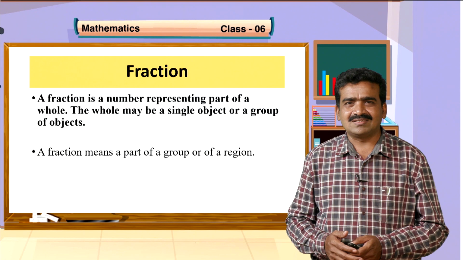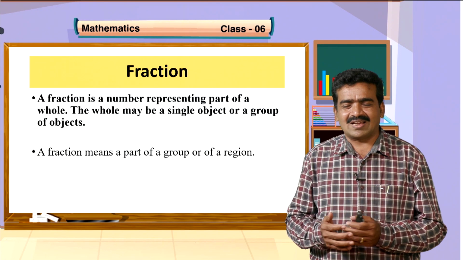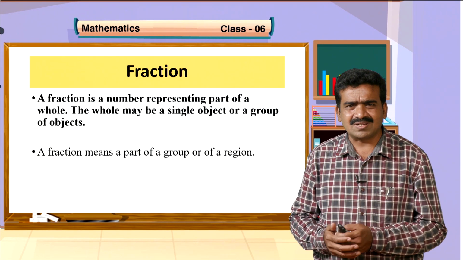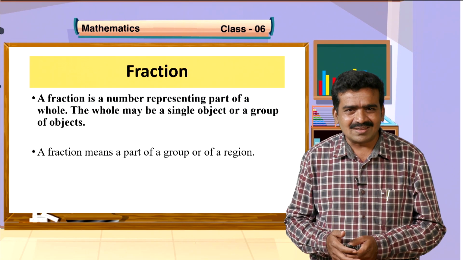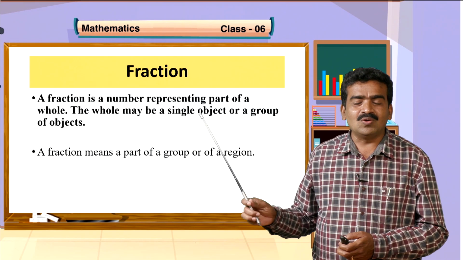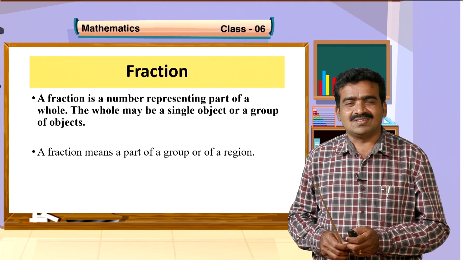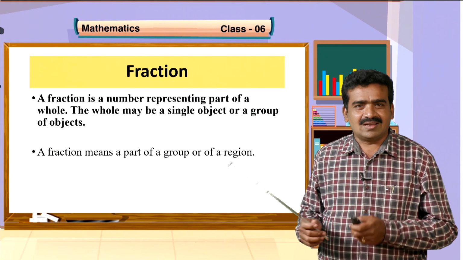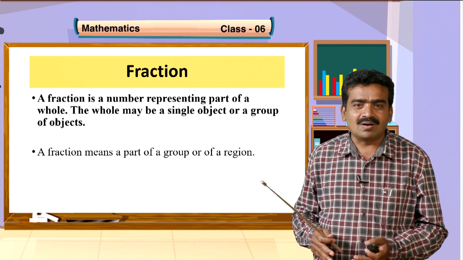Before going to that, just recall the meaning of the fraction, proper fraction as well as improper fraction. My dear students, it is familiar to you, a fraction is a number representing a part of a whole. The whole may be a single object or may be a group of objects. It may be represented as one or it may be a group of numbers. And also a fraction means a part of a group or a region.